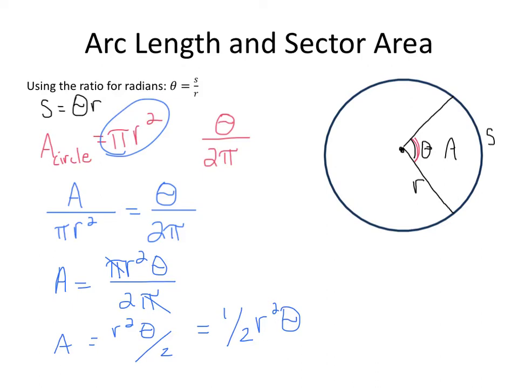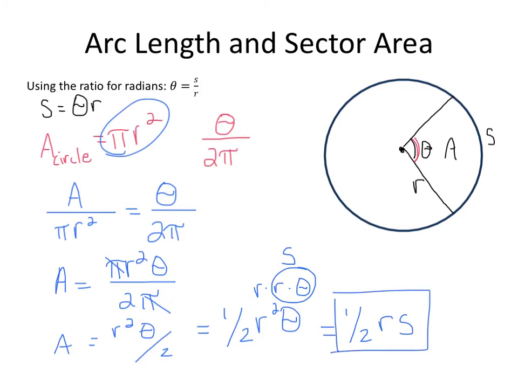And going back, way back to this original formula that I started with, I know that r times theta is equal to s. So I could say, here I've got 2 r's and a theta. I could substitute that with s, and I would get 1/2 r times s. That is the formula for the area of a sector of a circle.